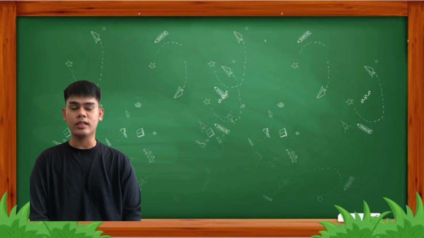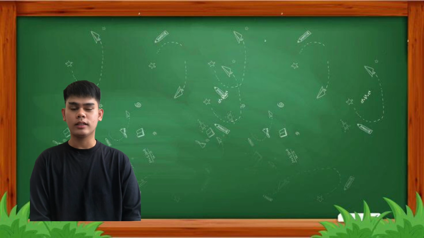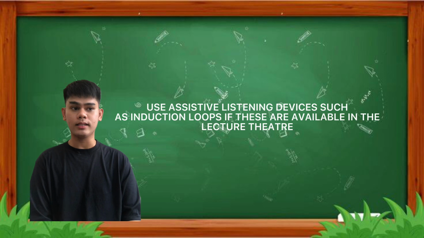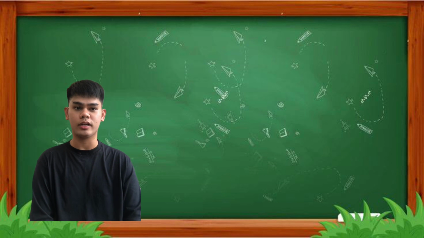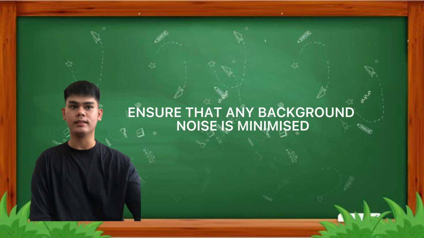And the strategies are to encourage students with a hearing loss to seat themselves toward the front of the lecture theater, where they will have an unobstructed line of vision. The second one is to use assistive listening devices such as induction loops, if these are available in the lecture theater. The last one is to ensure that any background noise is minimized.